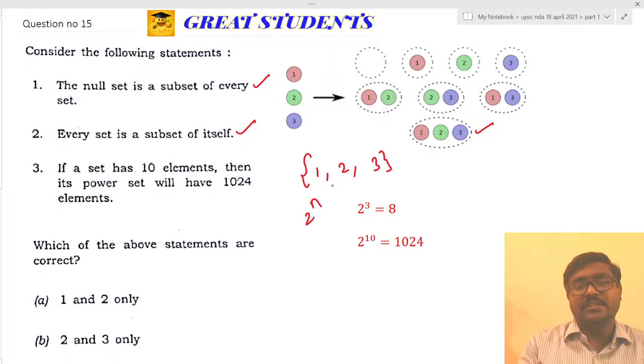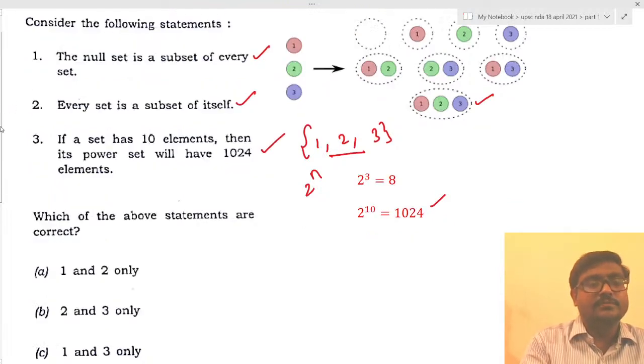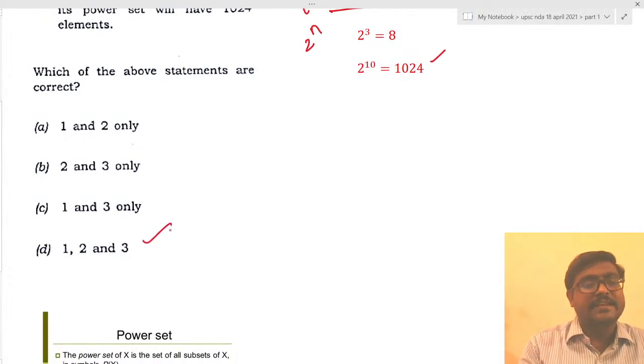It is true. We know that for 3 elements, the power set has 2 power n, 2 power 3. If n is 10, that means 2 power 10. What is 2 power 10? 1024. This is 1 kilobyte, right? Kilobyte, megabyte, everything we are using is this 2 power 10 only. This 1024 is 2 power 10. We know that, so this is also correct. So all three statements are true. Which option can we choose? Option D is the right answer.